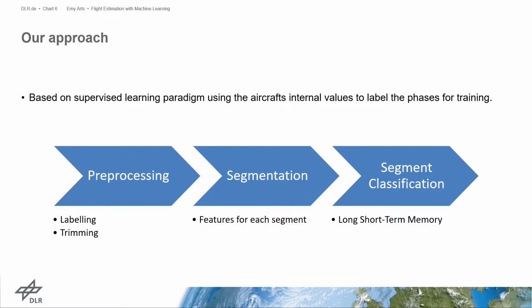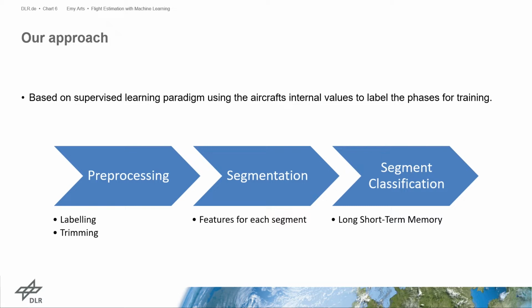Now, the model consists of three main steps. The first step being pre-processing, where the data is indeed labeled and the flights are trimmed so that the model is not only able to identify a complete flight, but also partial flights. Now, these flights have to be represented in a way for the classification to be able to classify the pieces of the flight, and this is done by the segmentation.